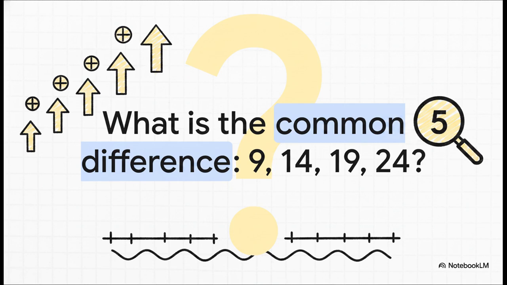Question 3. What is the exact common difference in the sequence 9, 14, 19, 24? Okay, I'm telling you up front it's an arithmetic sequence, but I challenge you to calculate the exact difference. Subtract 9 from 14. Subtract 14 from 19. Yep, the common difference for this steadily growing list is exactly 5.